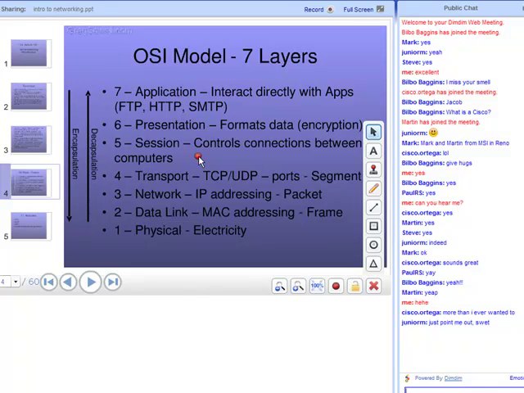Here we go. So it's a 7-layer model. I usually go 1 to 7. I like starting at the bottom.